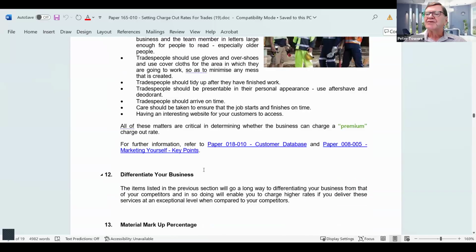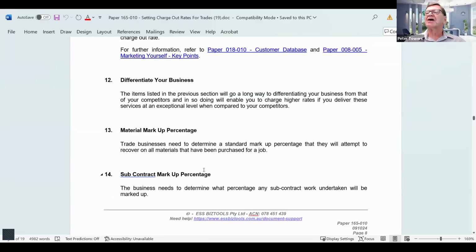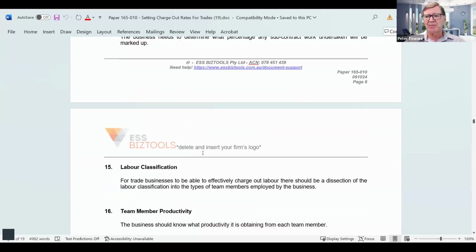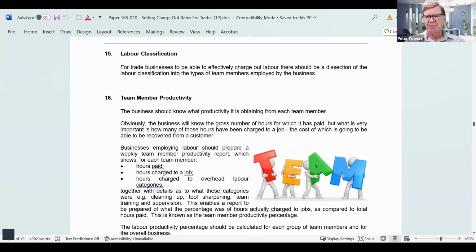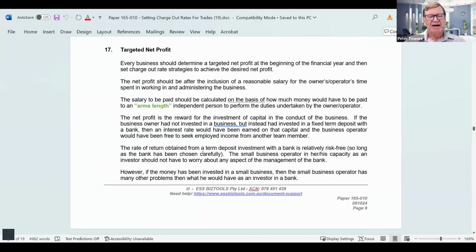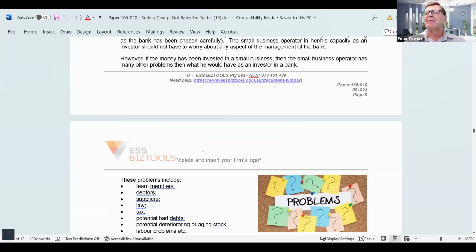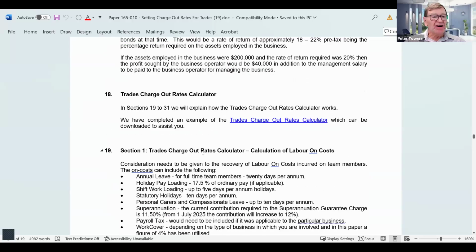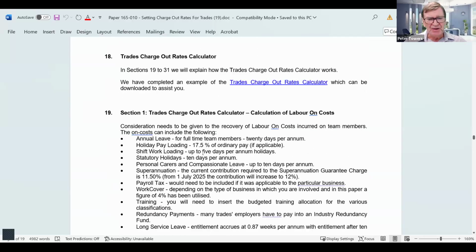So hopefully this type of exercise will give your clients some ideas of how they could differentiate their business. We talk about the material markup, and the same thing applies for subcontractors. If your clients are utilising subcontractors and they wish to mark them up, the team member productivity I've mentioned before is very important to monitor, and setting of a realistic target of profits is very important, and then monitoring what can happen. And then we explain the Tradies charge out rate calculator that I just summarised for you.